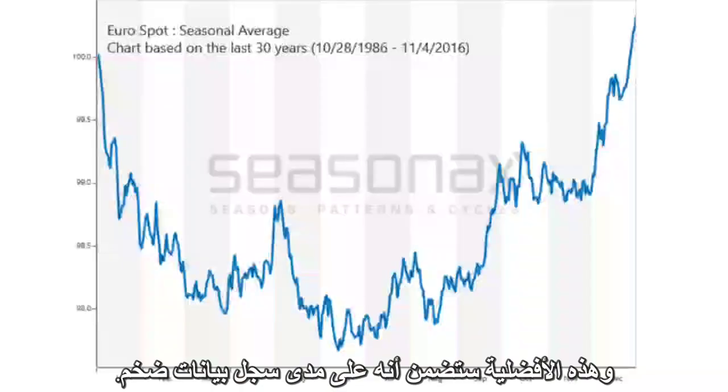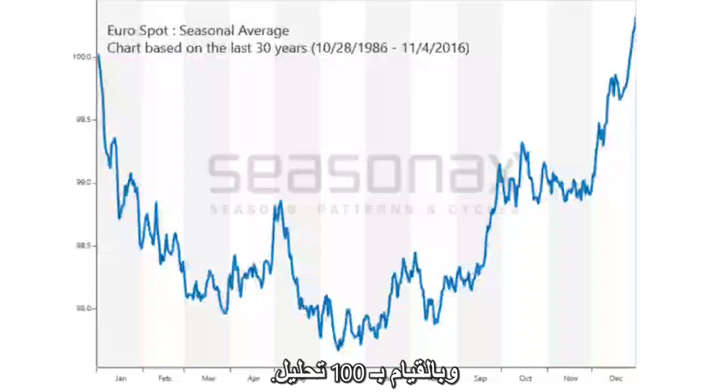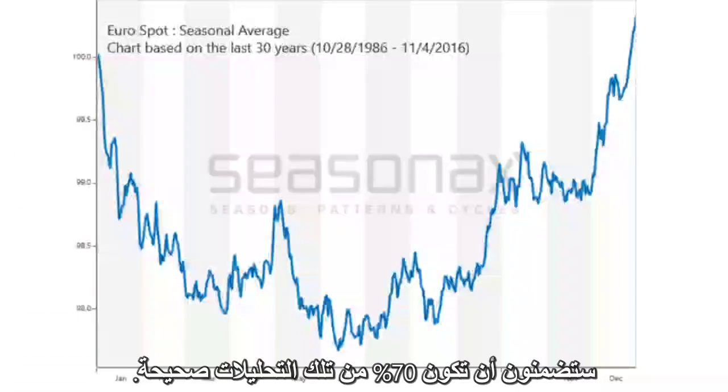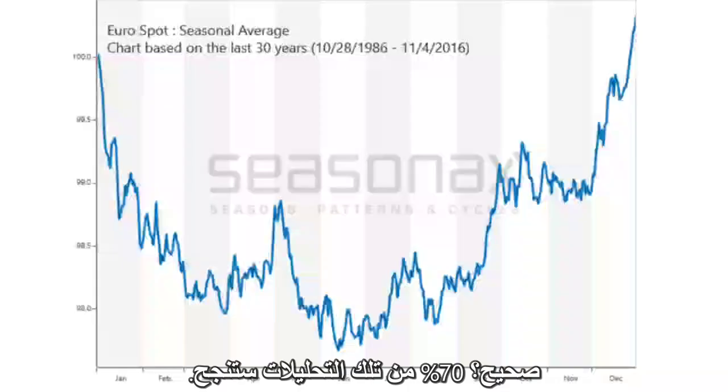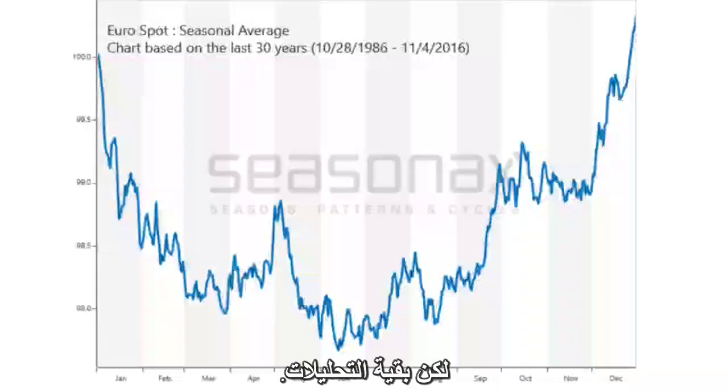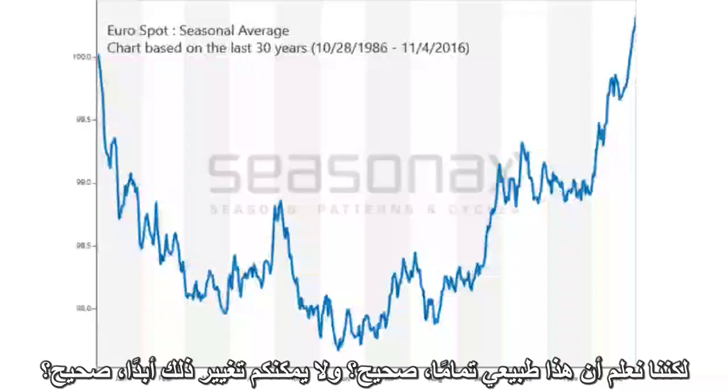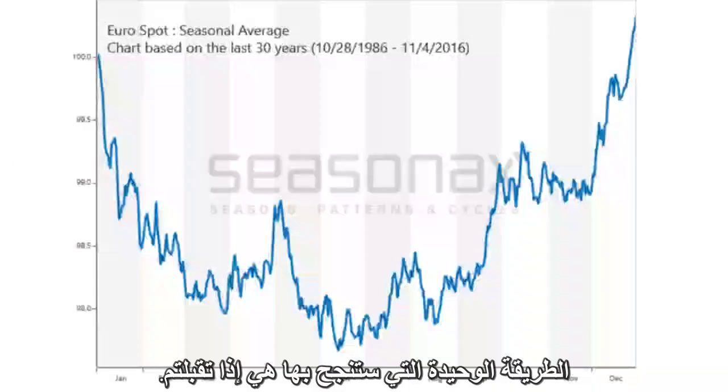record of data, by doing 100 analyses, you're going to have 70 of those analyses correct. 70 of those analyses would work, but the rest of the analyses and ideas would not work, and you would lose money on them. But we know that that's completely fine. And you can never change that. The only way it's going to work for you is if you embrace that fact.